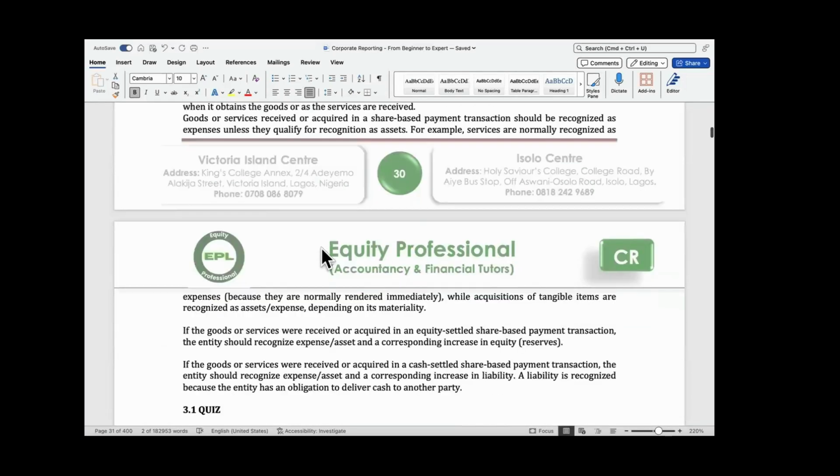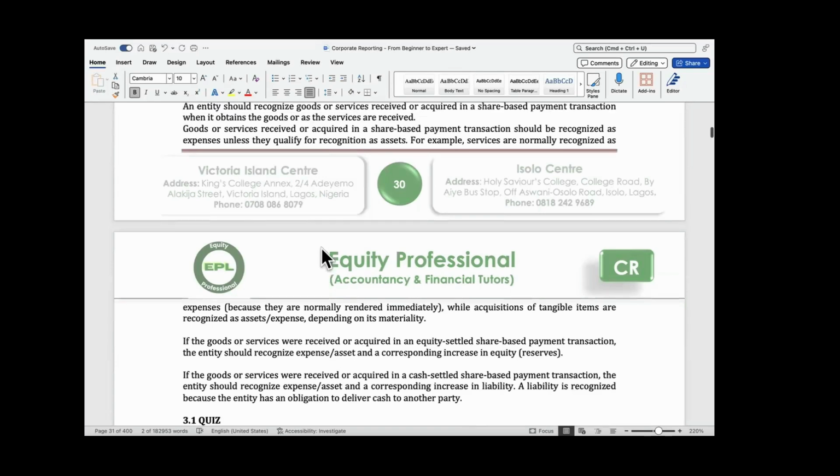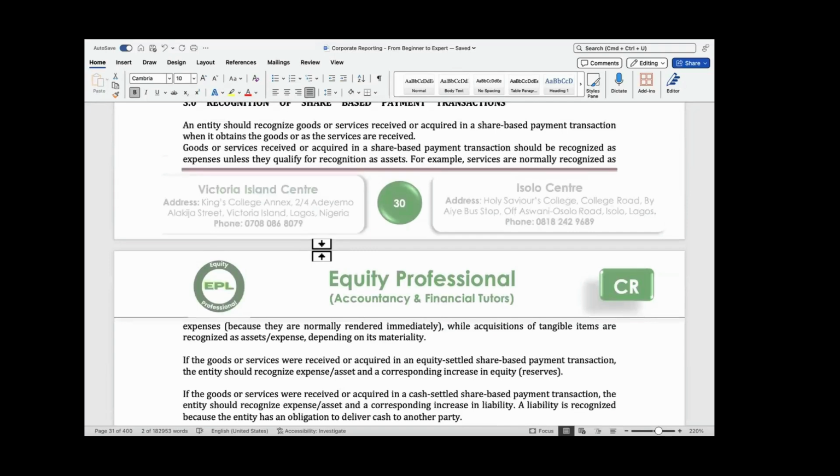However, when you have equity settled share-based payment, where the entity receives goods and in return, they pay with their equity, the way you enter that in your books is just for you to debit expense or assets, depending on the type of goods or services the entity has received, right? And you credit equity reserve.